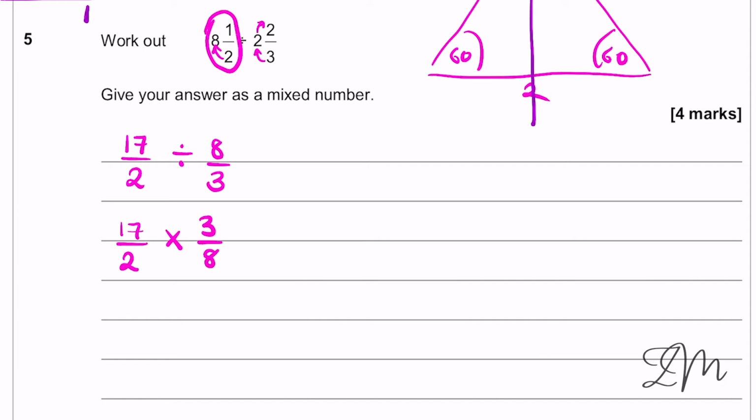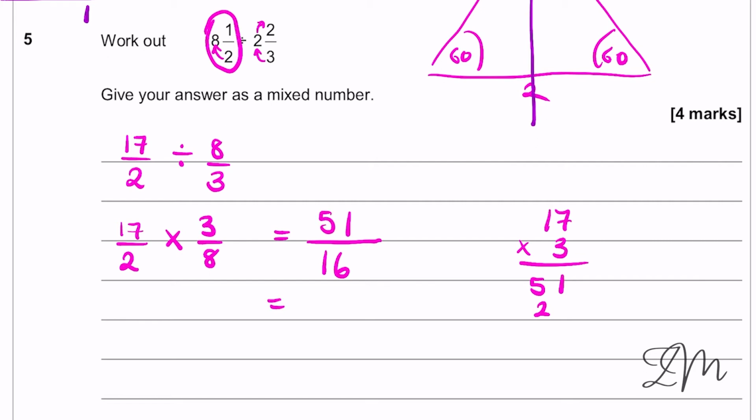And now we see, can we cancel anything down? Diagonally doesn't look as obvious. Up and down doesn't look obvious. So we've got to just do the maths. 8 times 2, well, that's easier, that's 16. And then we've got 17 times 3. So don't be worried if you have to write a little times sum on the side. It's not a problem at all.